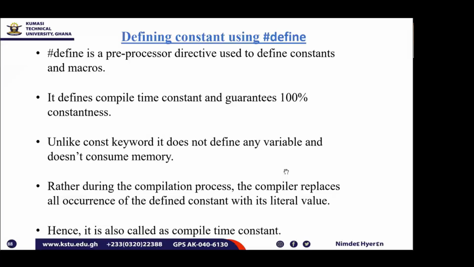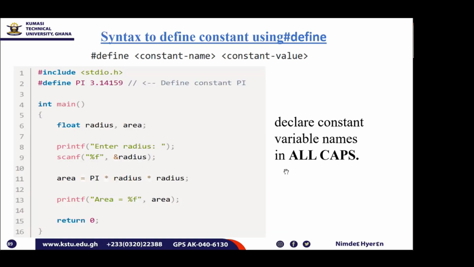Unlike using the constant keyword, here it does not define any variable and does not consume memory. Rather, during the compilation process, the compiler replaces all occurrences of the defined constant with its literal value. So we can also call it the compile time constant. That is when we use the preprocessor directive.